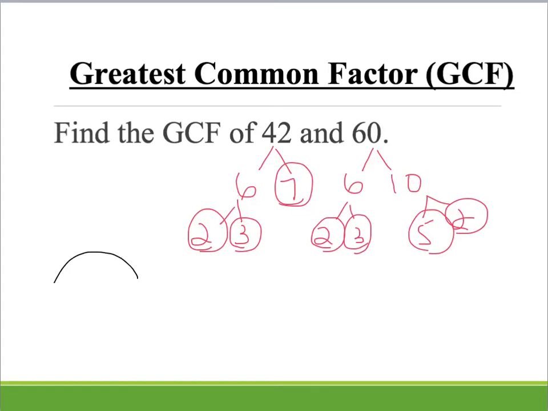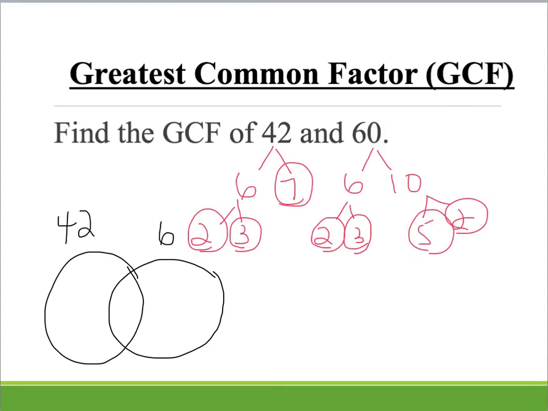So this is a little trick we can use where we have the number 42 here and the number 60 here, okay? So anything that is the same is going to go in the center, and everything that's left over is going to go on the outside. Okay, so I see that I have a 3 here and a 3 here, so I'm going to put a 3 in the center because they both have one. Okay, so I'm only using the numbers that are circled, that are the prime numbers.